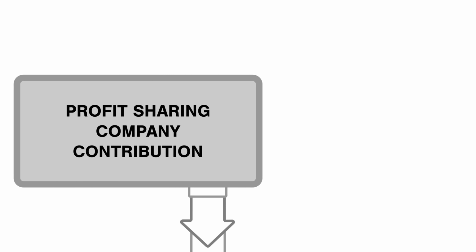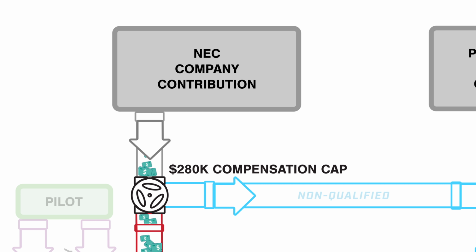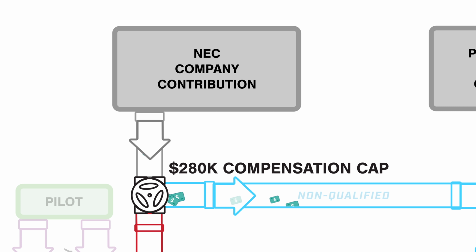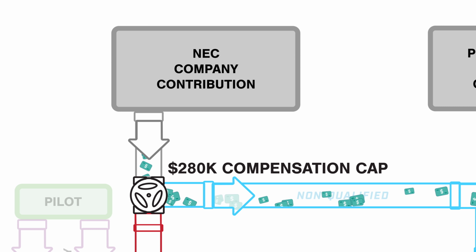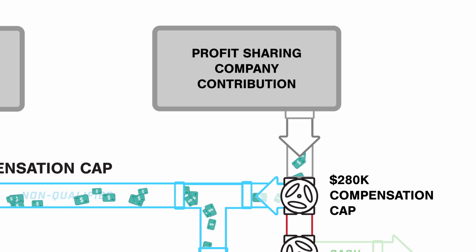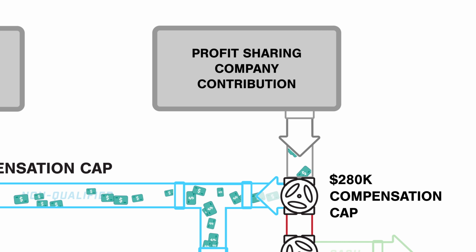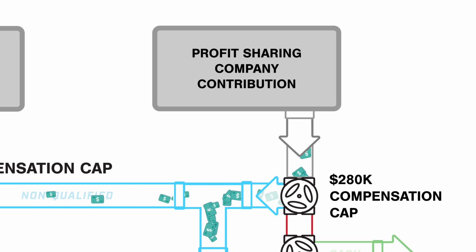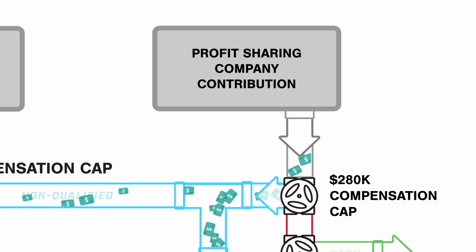This valve shows how qualified NEC money gets shut off once you hit the IRS 401(a)(17) 2019 limit on eligible compensation, which is $280,000. Only NEC money on earnings up to this limit can go into your 401k because it's a qualified retirement plan. This valve is identical to the one on the left and serves the same purpose of shutting off qualified profit-sharing money on earnings over and above $280,000. Like the NEC, profit sharing on income above this limit can't go into the profit-sharing plan because it's a qualified account like our 401k.